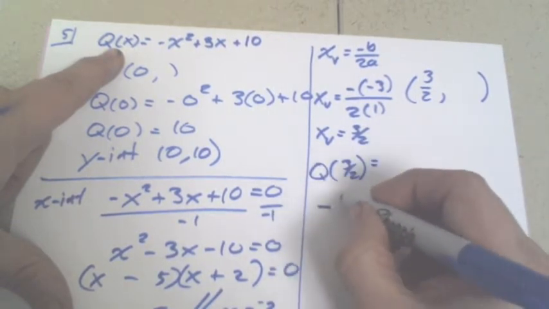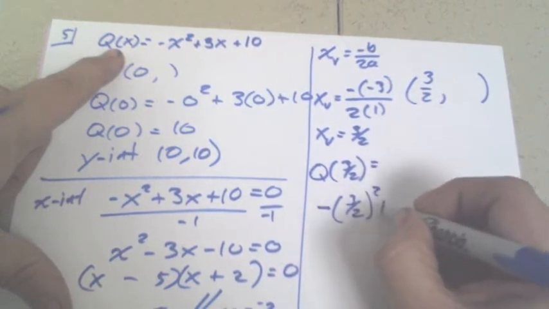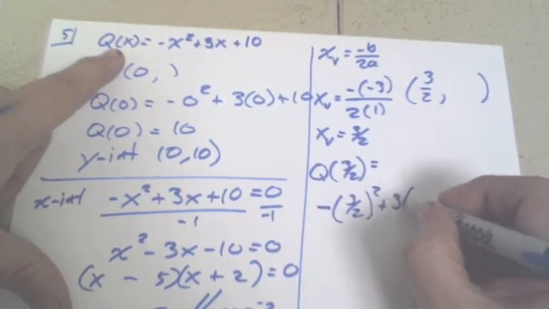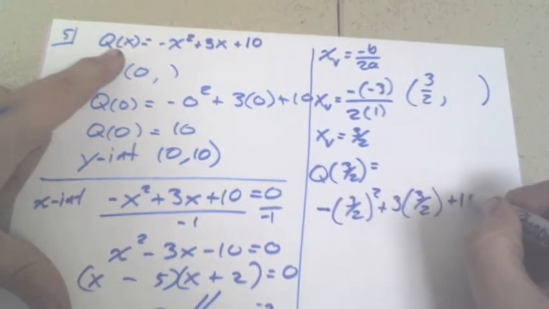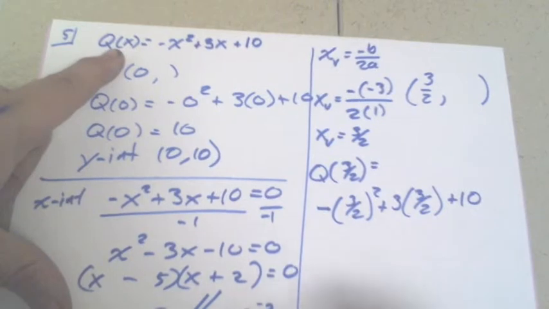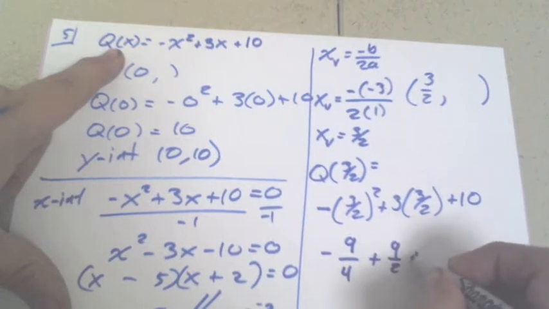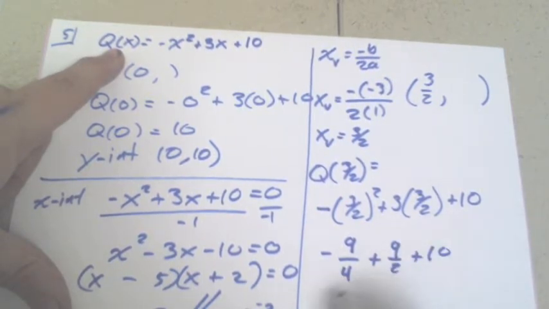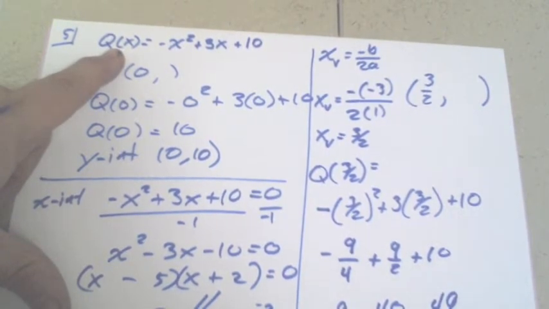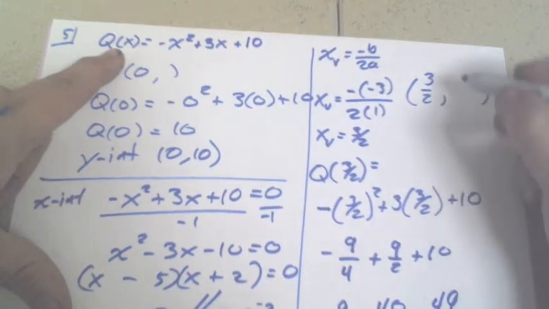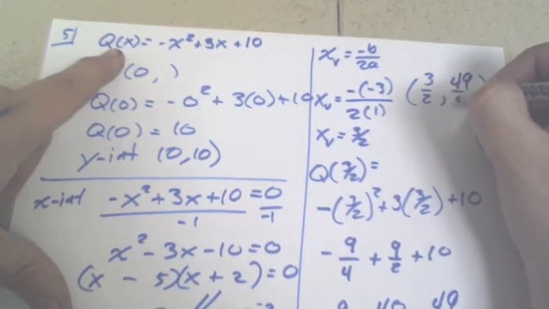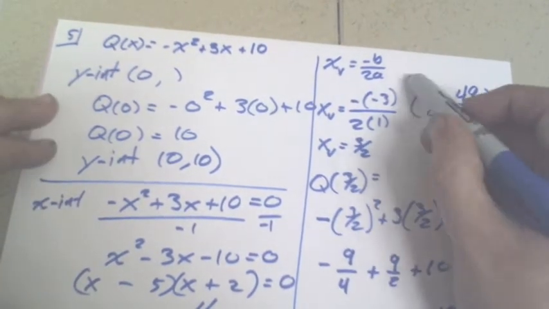So negative, don't forget that negative, 3/2 squared plus 3 times 3/2 plus 10. If you don't like your fractions, practice with your fractions. They're not going to go away. Negative 9/4 plus 9/2 plus 10 is, what, 9/4 plus 40/4 is 49/4. Why does that look weird? I don't know, it just does. So 49/4. So that's our vertex.